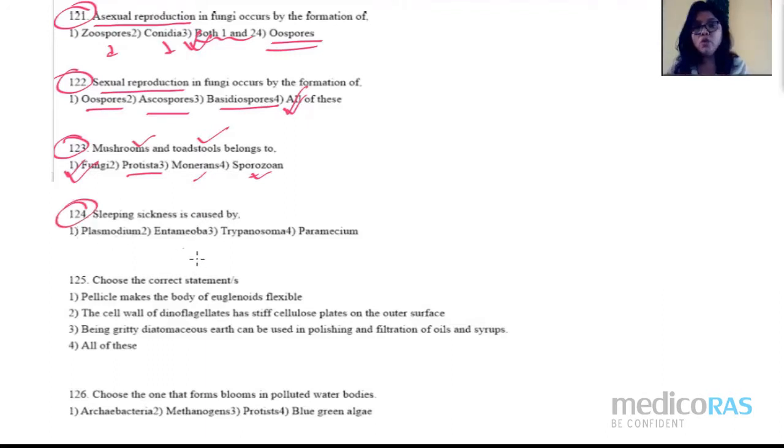So question number 124, you can see sleeping sickness. Already many times we have discussed this one. It is nothing but the trypanosoma. Then come to question number 125.